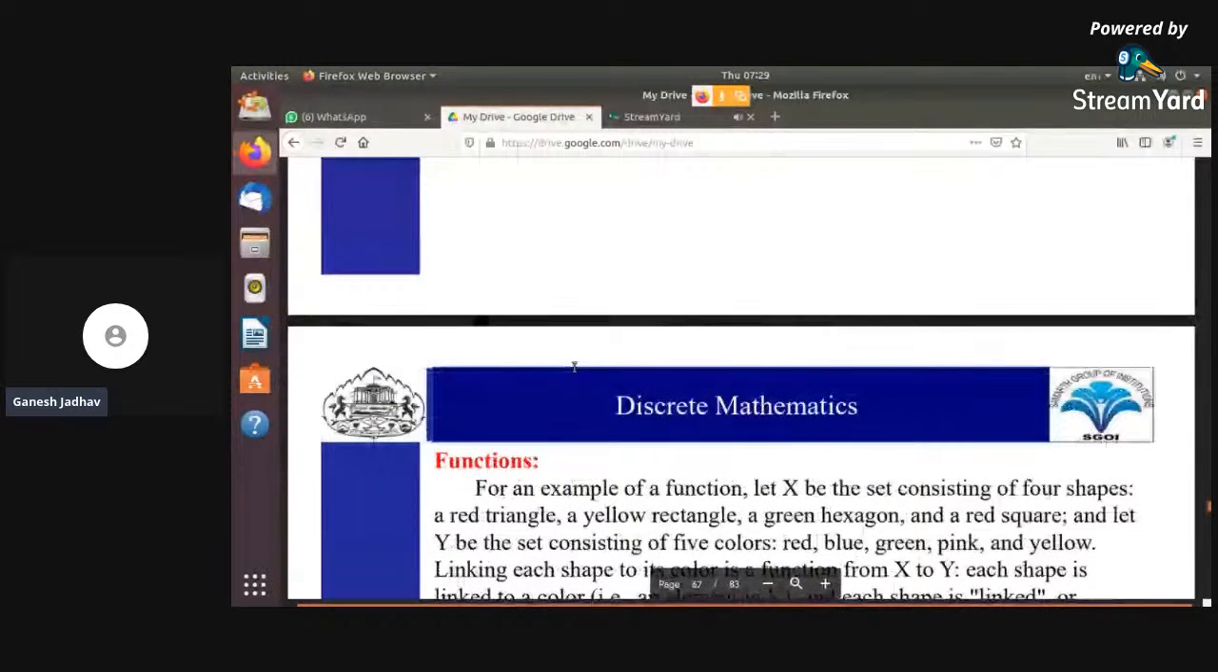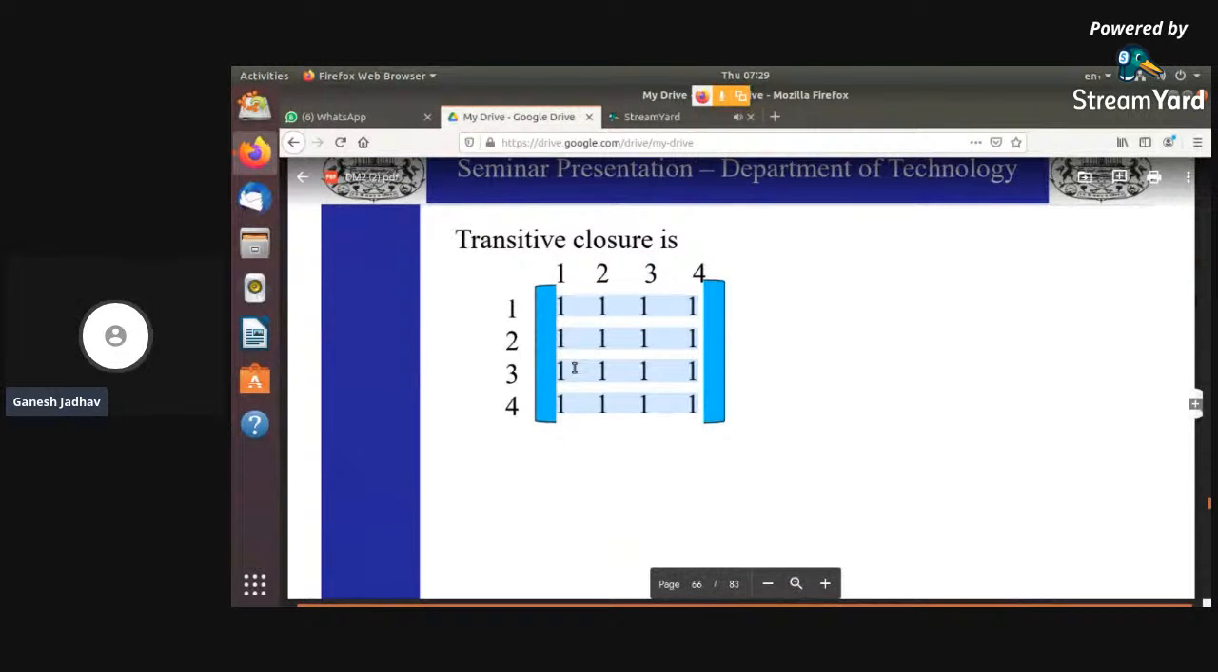Okay, this is the example of the transitive closure. Transitive closure is the end.